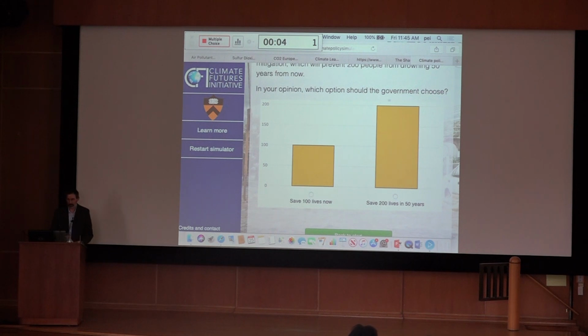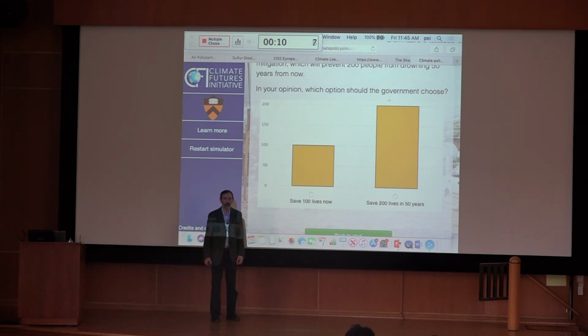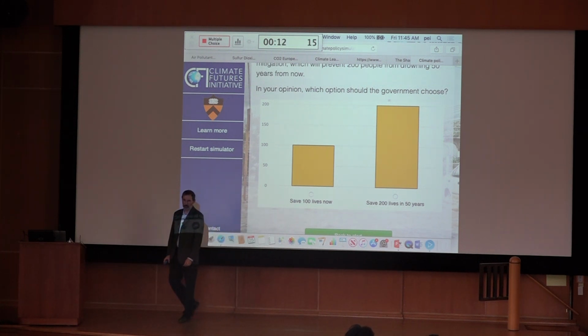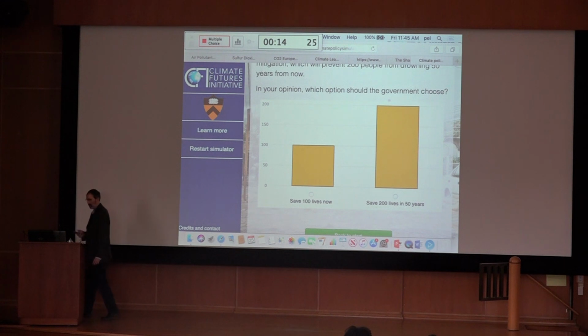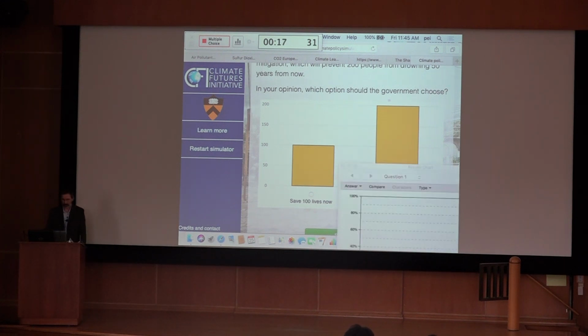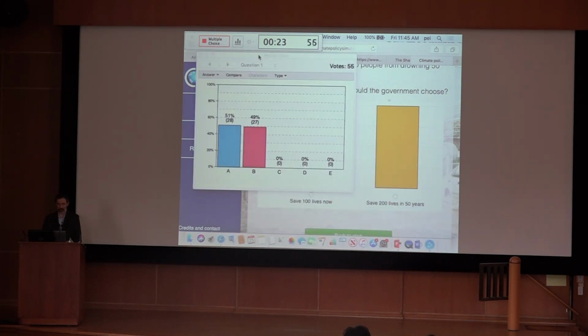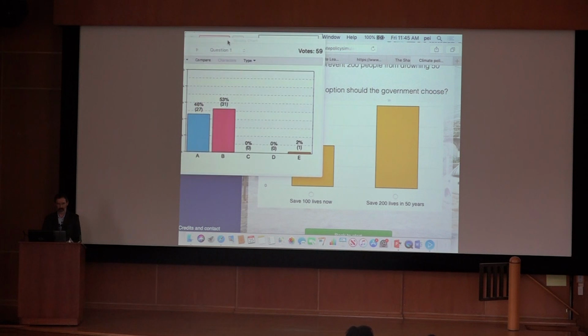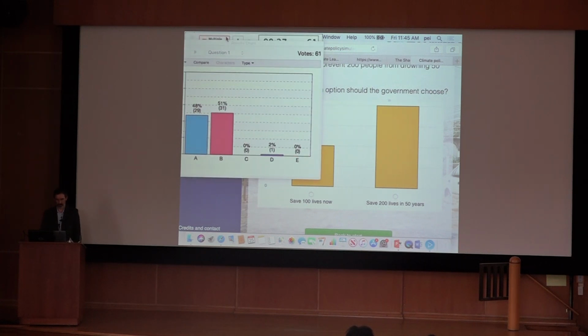The question is, the government can save 100 lives now or 200 lives in 50 years. What option would you favor? Okay? I'll show the results right away to see where we go. Option A is this, and option B. So where are we going? Option B? So let's say we are selecting option B.